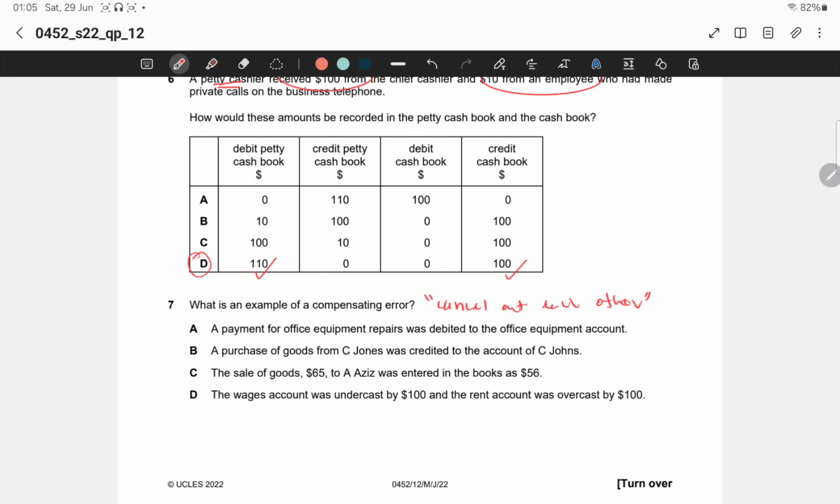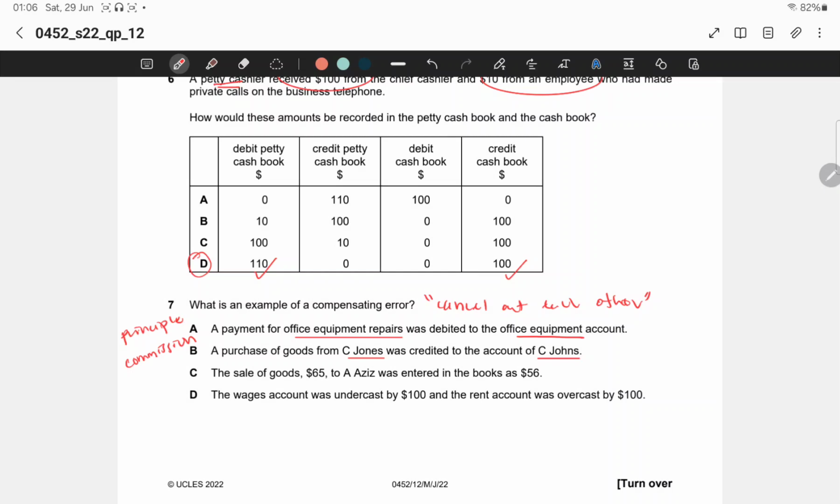A payment for office equipment repair was debited to the office equipment account. So you see, it should be office equipment repair, but it was recorded in the office equipment account. So it's a wrong class of account, and a wrong class of account we call principal error. Purchase of goods from C. John was credited to C. John. So the error here is in the name, a wrong name. When it is the wrong name, we call it commission.